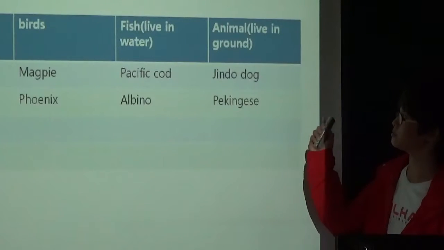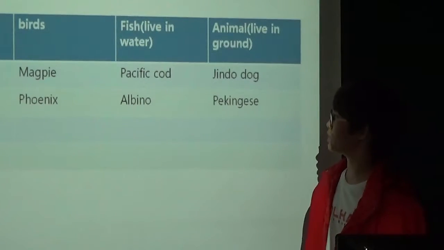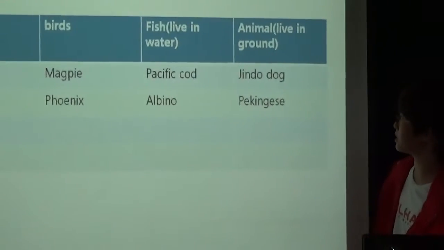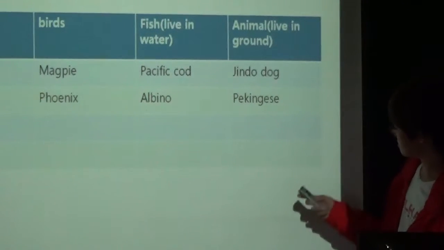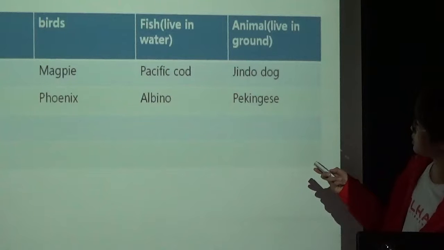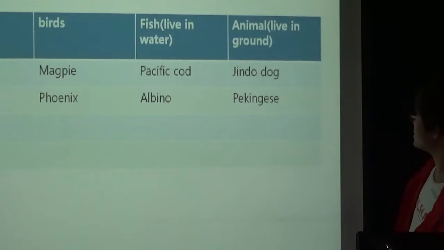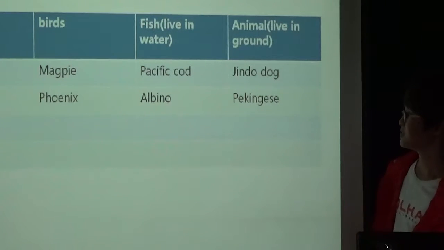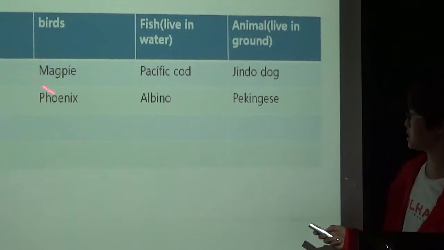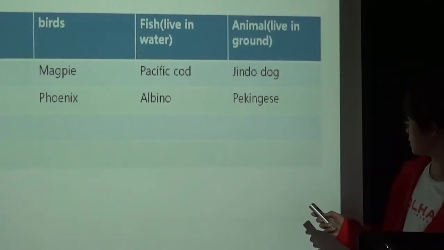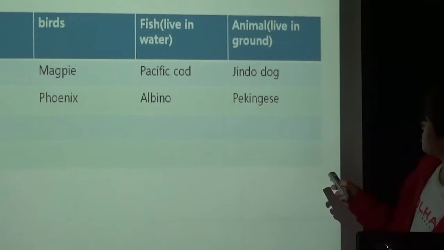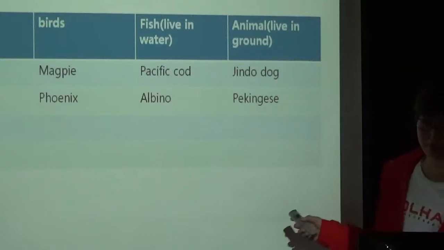Resident animals. Korea's resident bird is the magpie, the fish is the Pacific cod, and the animal is the Jindo dog. China's bird is the phoenix, the fish is the albino, and the animal is the Pekingese.